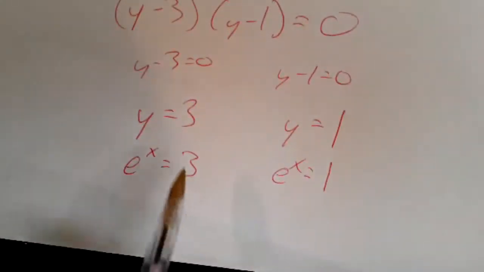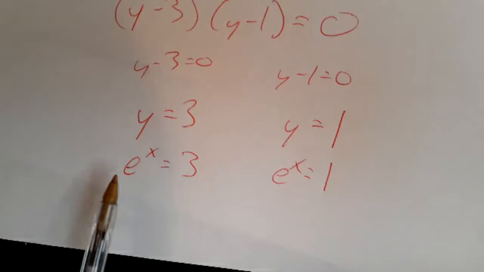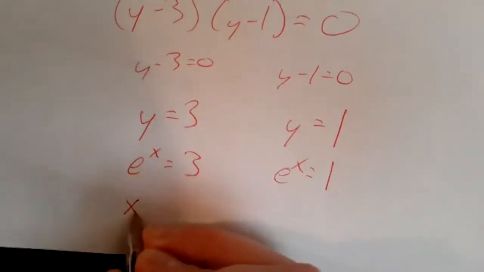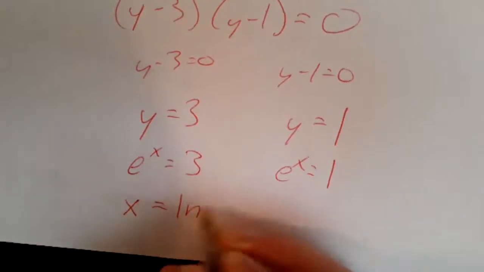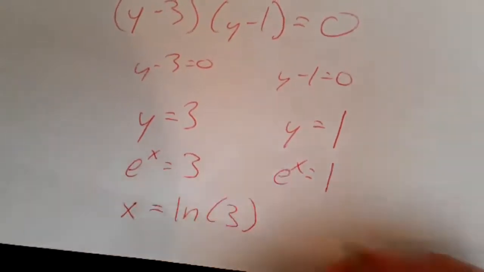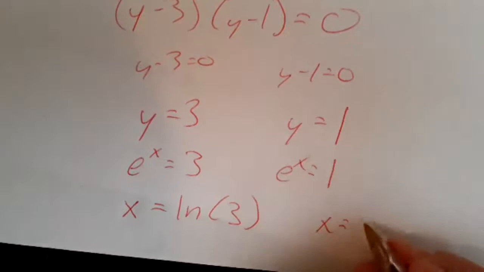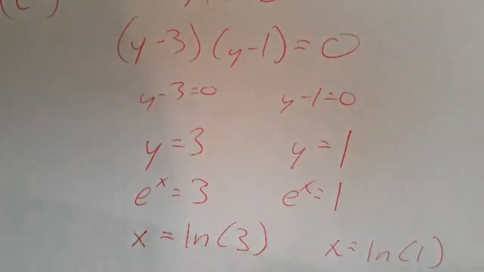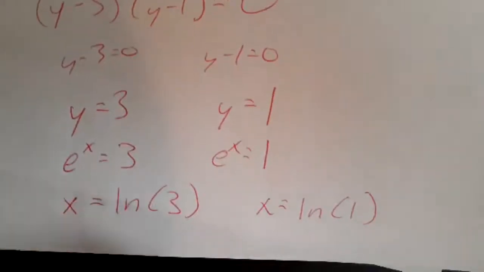If I want to solve this, I take a natural log of both sides. If I take a natural log of this side, it undoes the e. If I take a natural log of this side, it looks like x equals ln of 3. Same thing here. Take a natural log. This is going to look like natural log of 1.